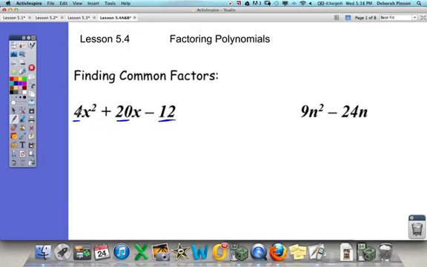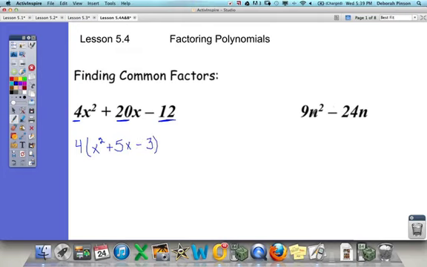Here you'll see that 4 goes into itself, it goes into 4. 4 goes into 20. 4 also goes into 12. So I can pull out a 4. So I pulled out a 4 from there. 4 times 5 is 20, so it's like I'm dividing there. And here I've got a 3.